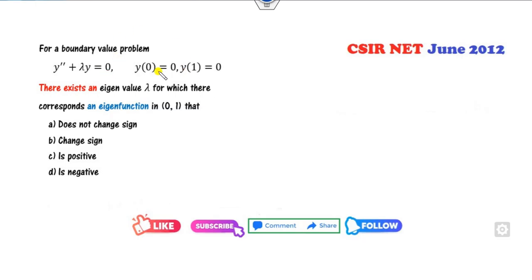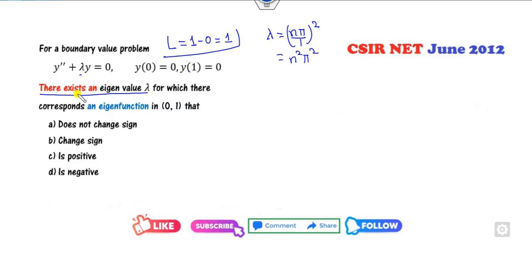Okay, now you can see again what is the L. Again it's a boundary value problem. L is 1 minus 0, which is 1. So then lambda will be n pi over 1. Fine. So it is n squared pi squared. There exists a lambda for which the corresponding eigenfunction... So what is the eigenfunction? Y is equal to sine of root lambda x, that is sine of n pi x. Fine. N is a positive integer.